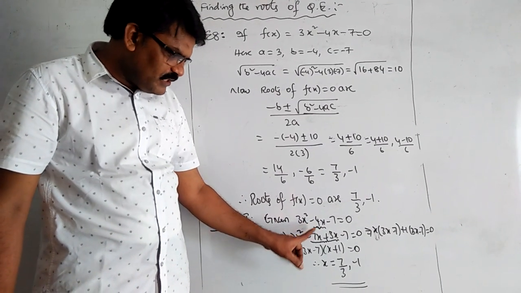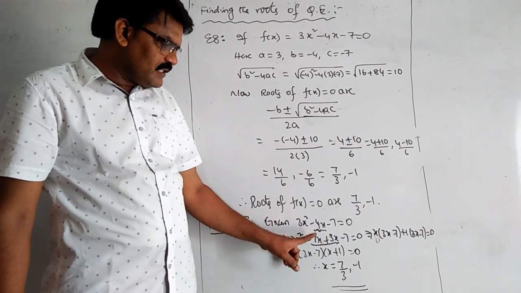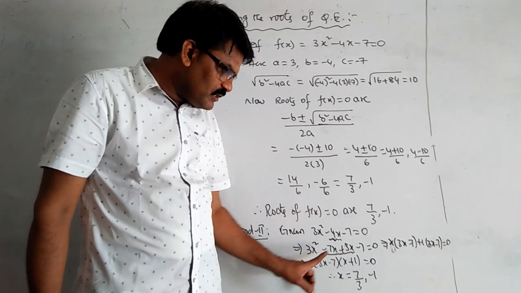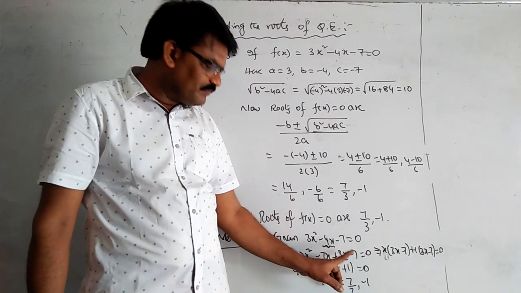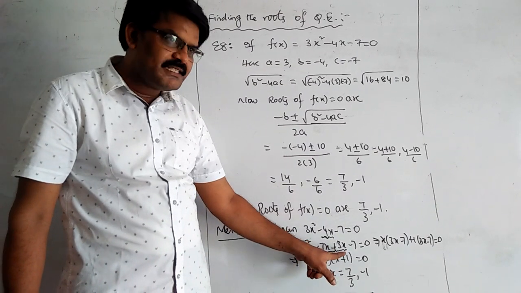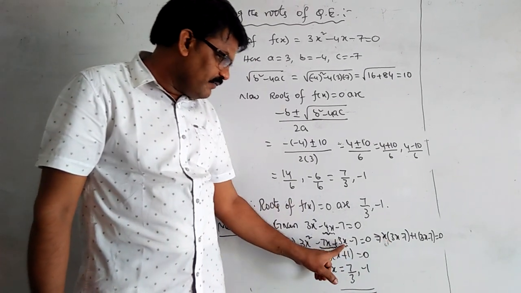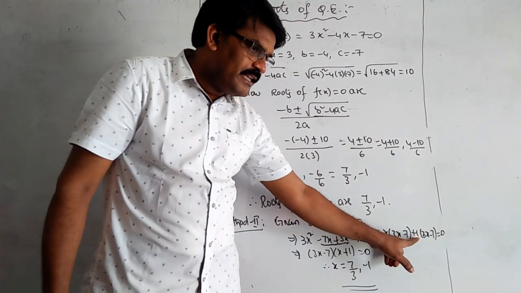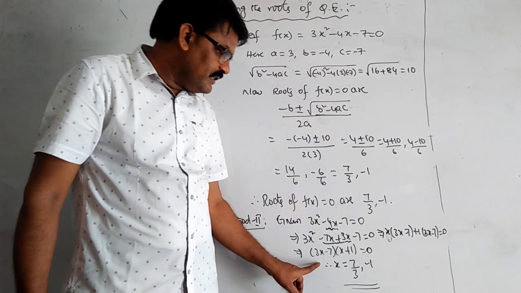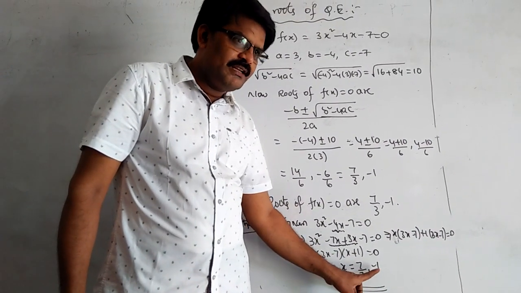So, we have to adjust minus 4x as a sum of two values, and the product of these two values must become minus 21x square. So, just write minus 4x as minus 7x plus 3x. Now, take common from these two, we get x as common. From these two, take 1 as common. Totally 3x minus 7 is common. Equating this to 0, we get 7 by 3 and minus 1.